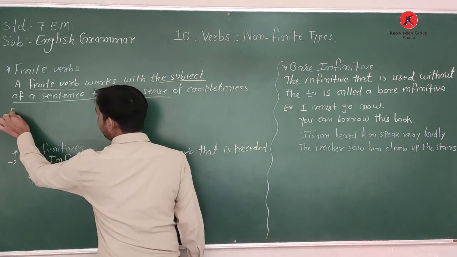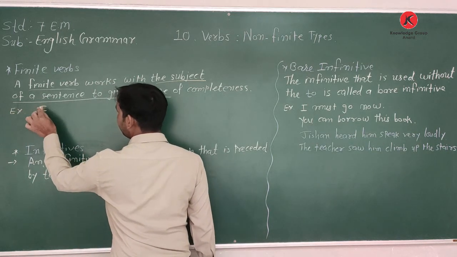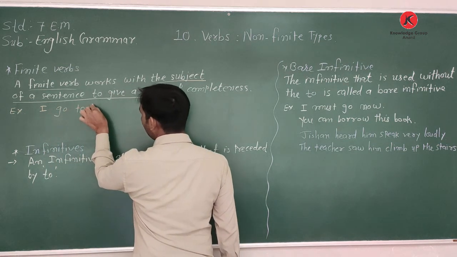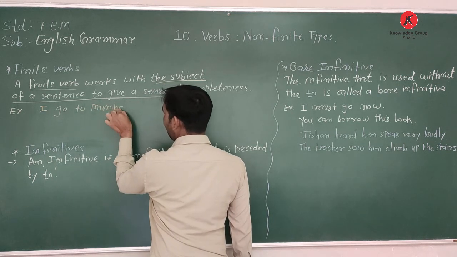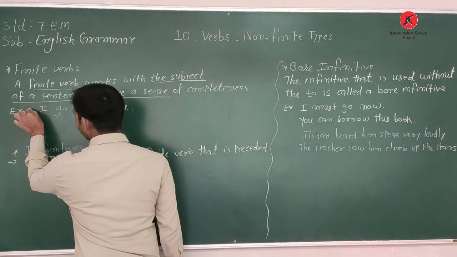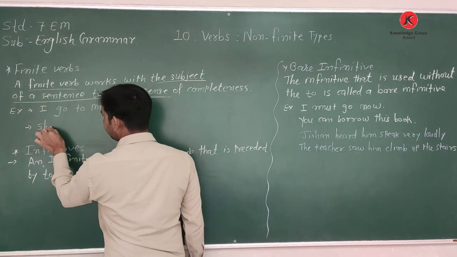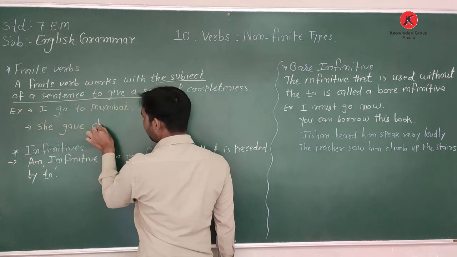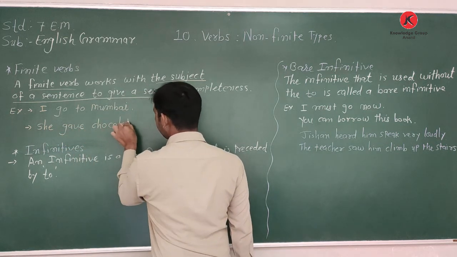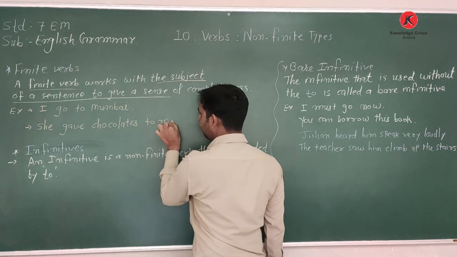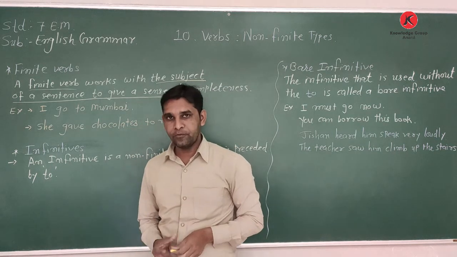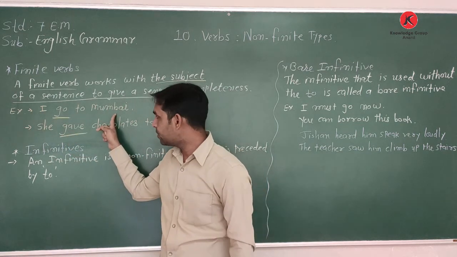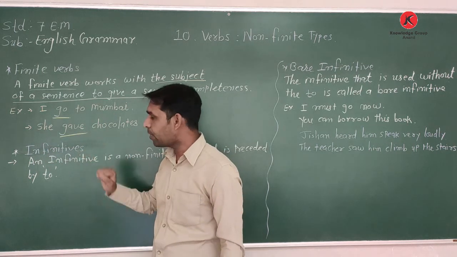Let's see the example. I go to Mumbai. She gave chocolates to me. So here I use the verb. Which verb do I use? Go and give. The first sentence is in simple present tense and the second one is in simple past tense.